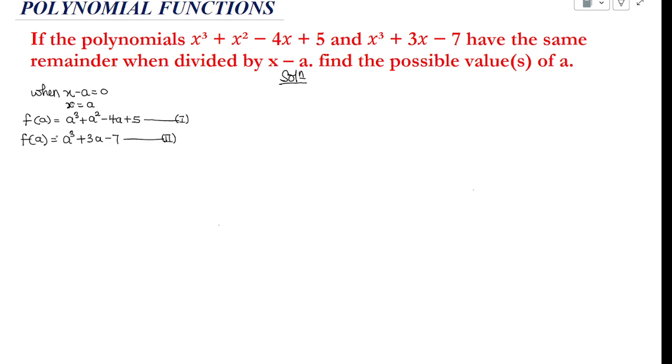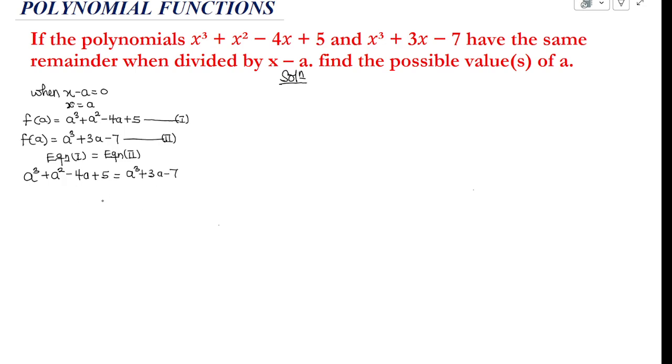All right. So if the two functions give us the same remainder, it means we can say that our equation 1 will be equal to our second equation, which is equation 2. Okay, then we move forward with this. So here we have a cubed plus a squared minus 4a plus 5. This must be equal to a cubed plus 3a minus 7.